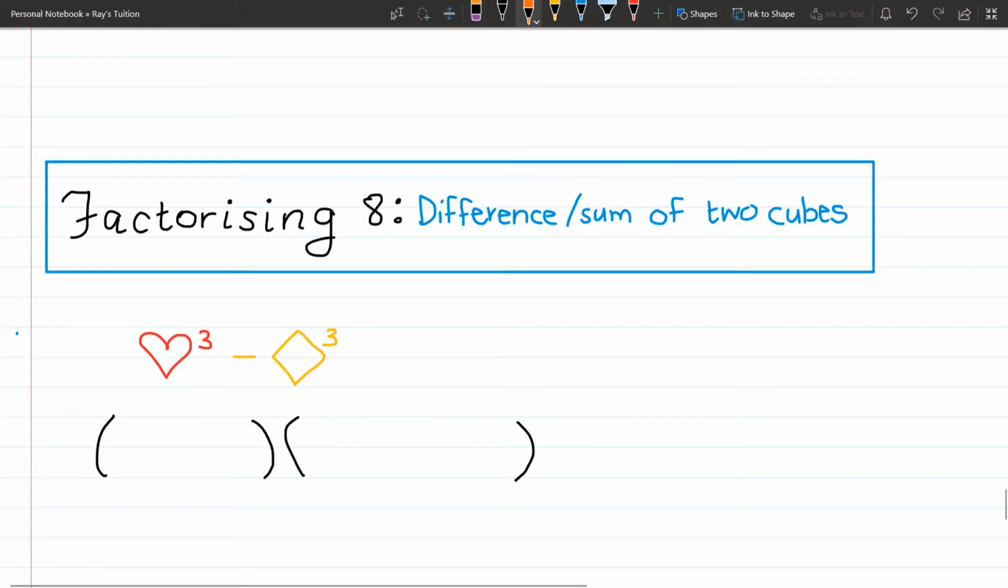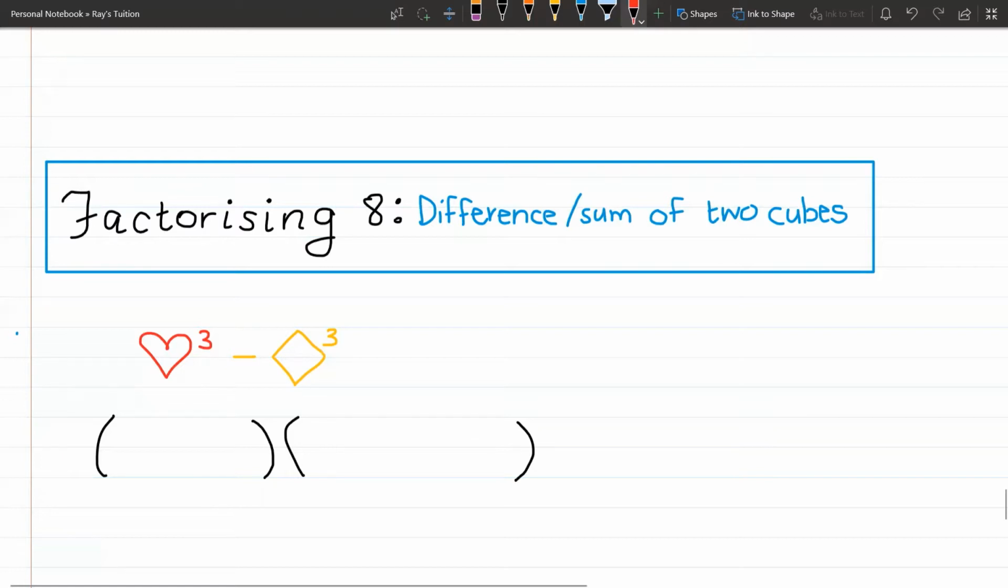In this video, we're having a look at how to factorize the difference or sum of two cubes. Now, in previous videos, we had a look at the difference of two squares. That only worked with square terms and the difference, but for the cube, you could have a sum or a difference. Now, how does it work? We have a perfect cube plus or minus, in this case, a perfect cube.